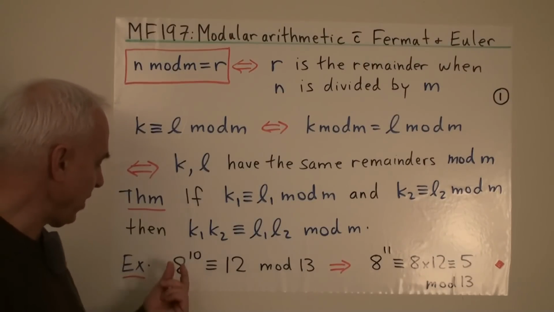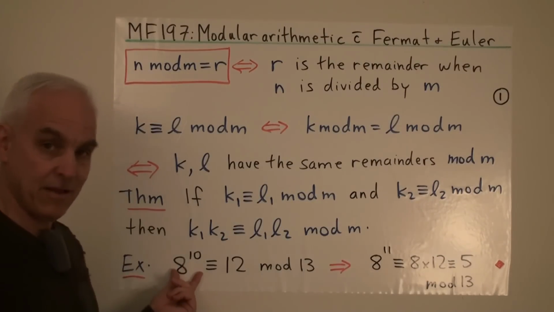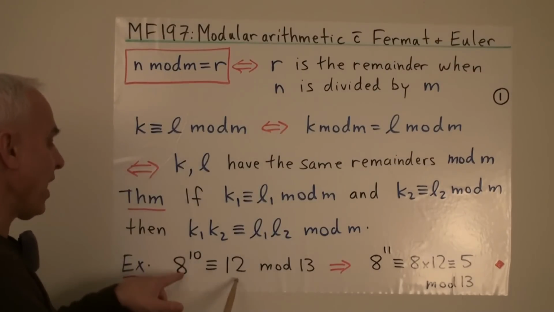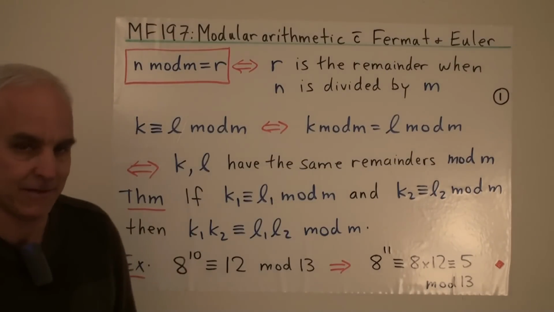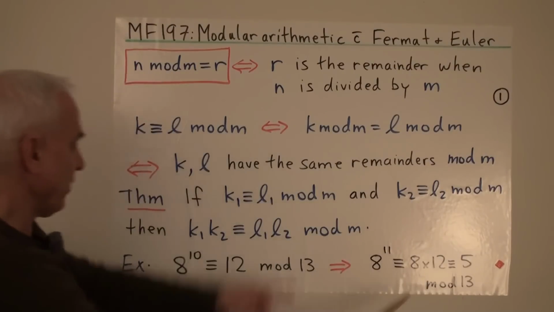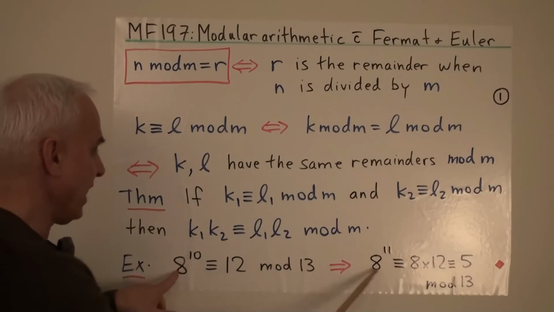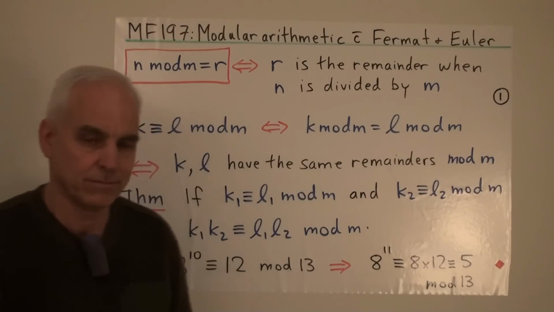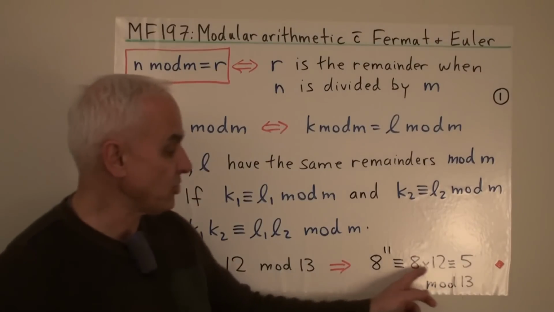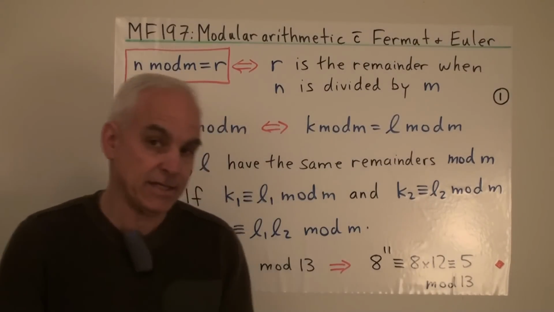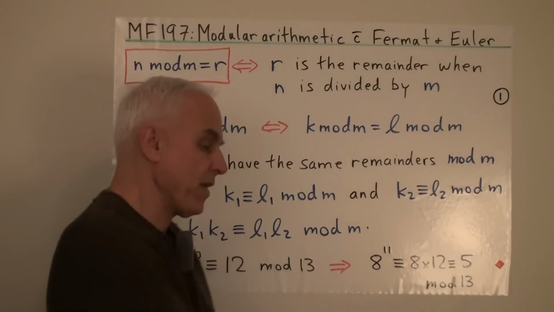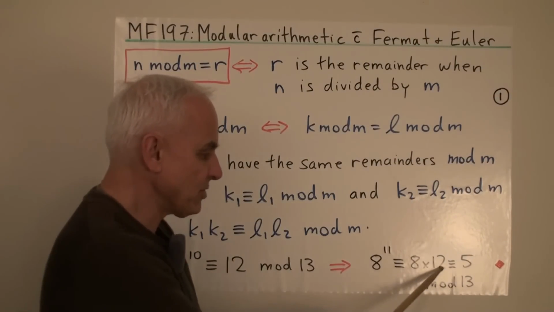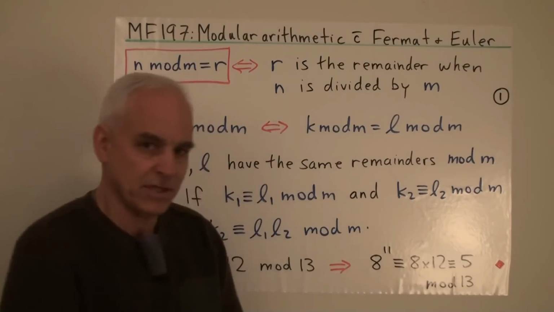But the point is that if we already know what this thing is congruent to, then all we really have to do is use this theorem and multiply both sides by 8. Right? 8 is congruent to 8. So if we multiply both sides by 8, then we get 8^11 is congruent to 8 times 12. Now 8 times 12 is 96, and that's 5 more than 91, which is a multiple of 13. So 8 times 12 is congruent to 5 mod 13.